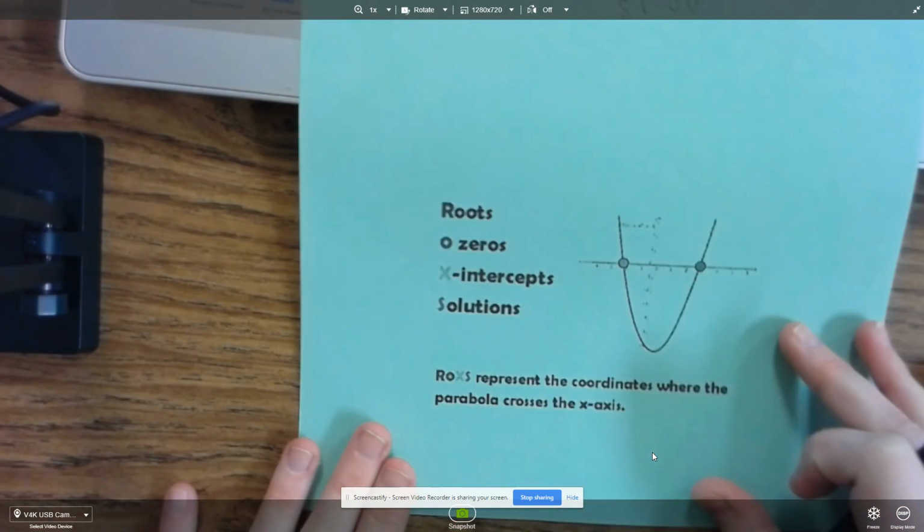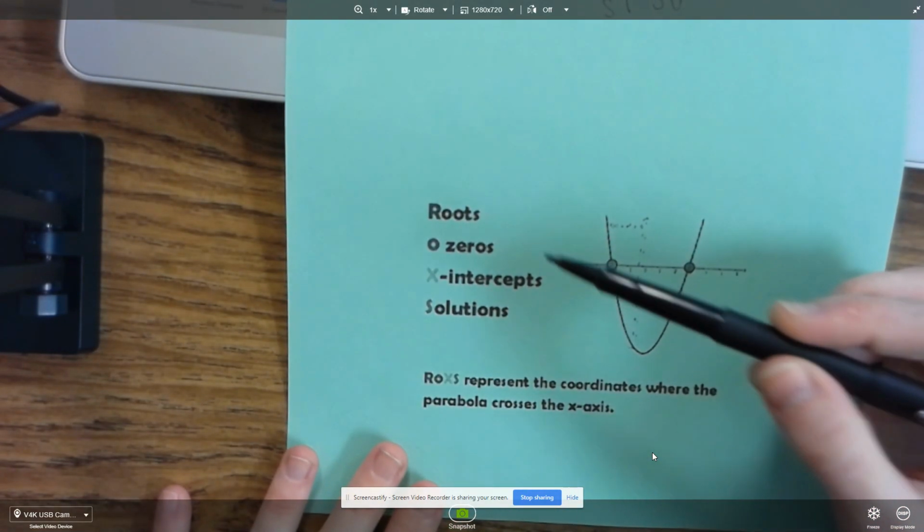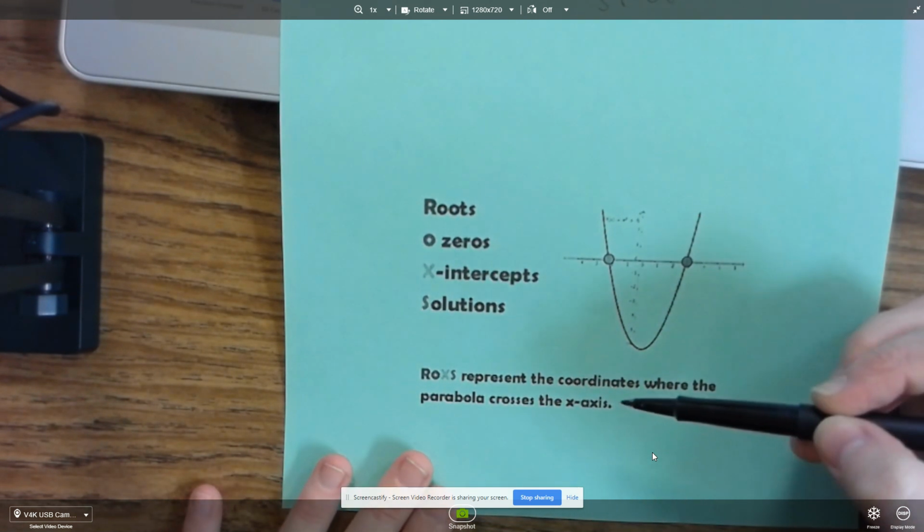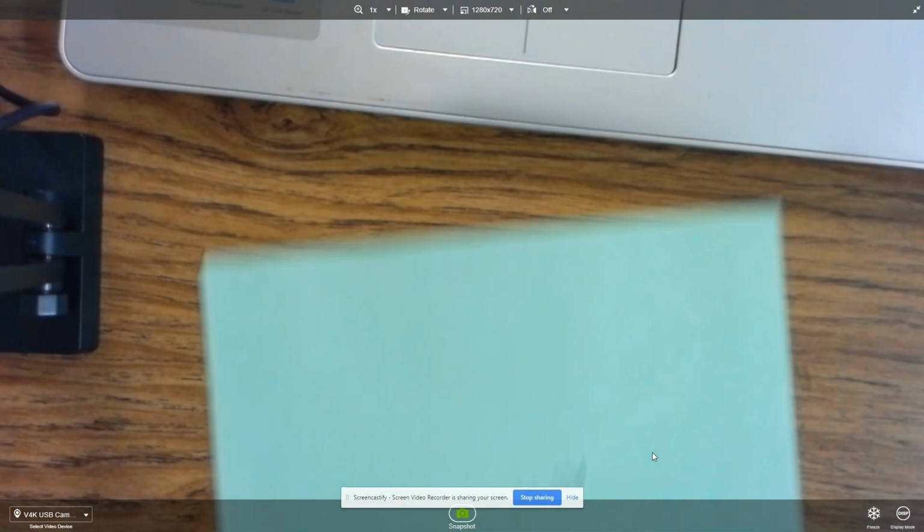This video is for the Roots foldable. We're going to find roots and then the x-intercepts. So roots represent the coordinates where the parabola crosses the x-axis.